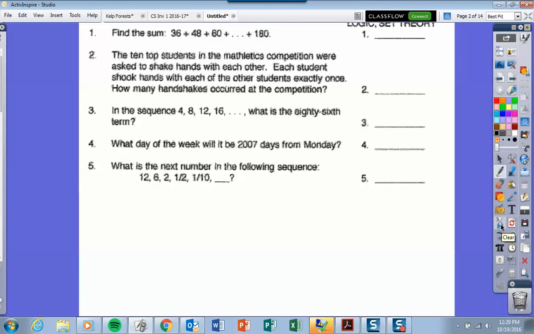For number 4, which day of the week will it be 2007 days from Monday? The thing you have to remember is that there are 7 days in a week. So if we're talking about 2007 days, if I divide that by 7, that'll give me the number of weeks. So I have 286 weeks with a remainder of 5, which means that from Monday I need to count 5 more days, and I'm going to get Saturday as my answer.